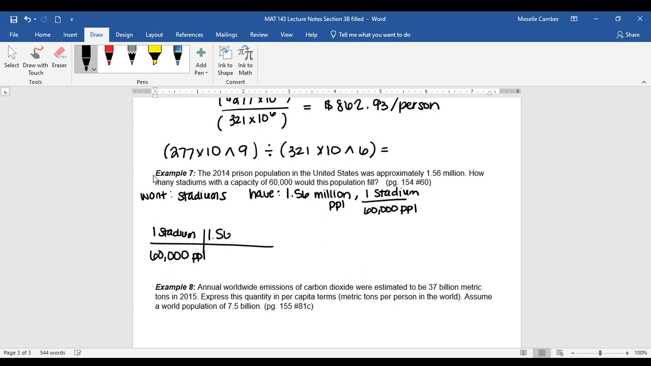So the 1.56 million, but I can't put million in the calculator like that. So for the power of 10, this would be 10 to the 6th people. Nothing on the bottom, so people cancel out. I'm left with just stadiums. So you do 1.56 times 10 to the 6th and divide it by 60,000. You get an even 26 stadiums.